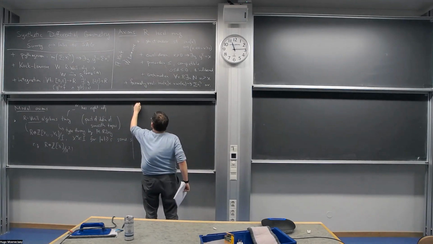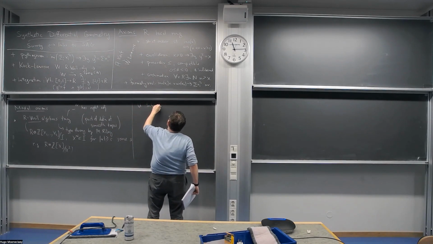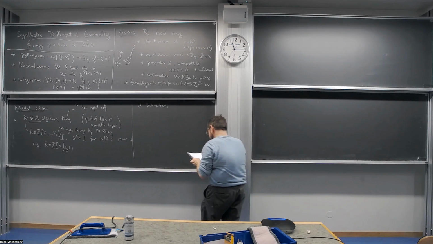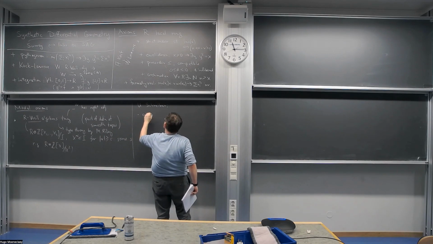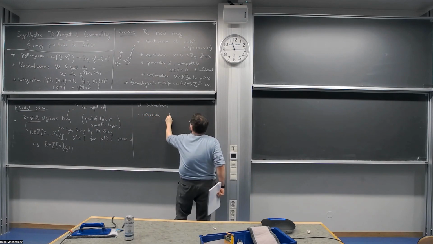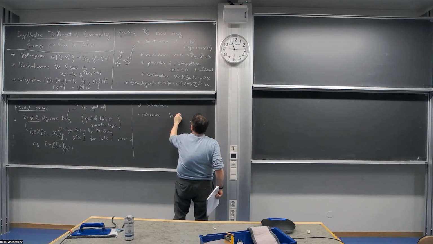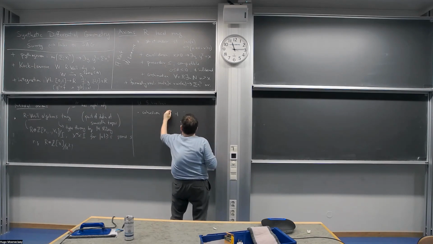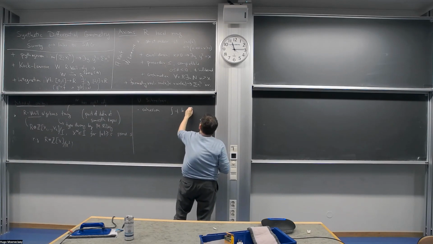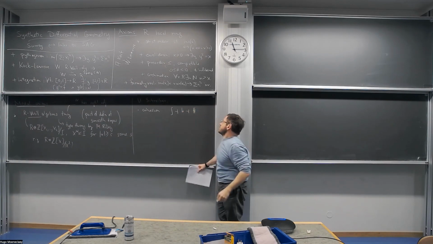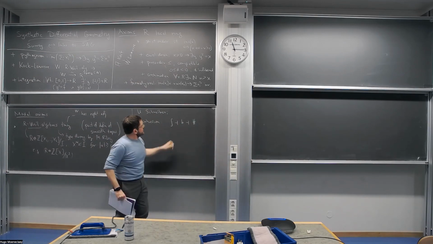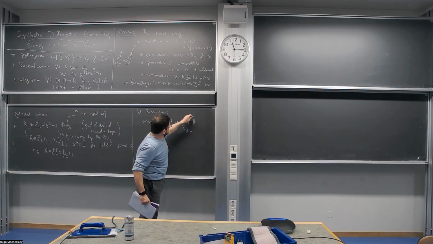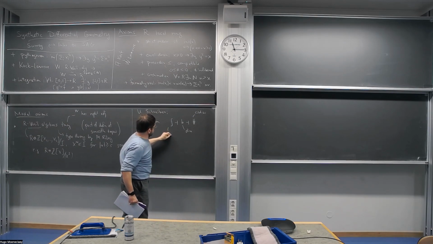Now, I'll mention some things to do with fiber. So you can have cohesion. This means that you have modalities. Okay, flat chart. So this is the underlying discrete thing, and this is the underlying co-discrete thing. Discrete, co-discrete, and this is called shape.